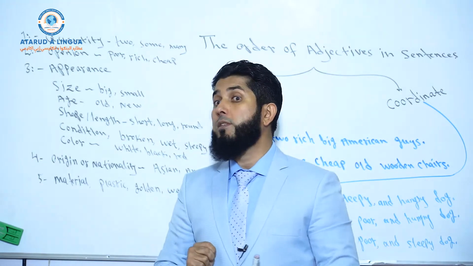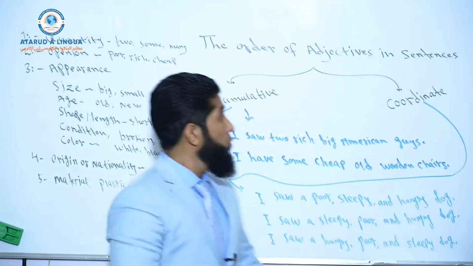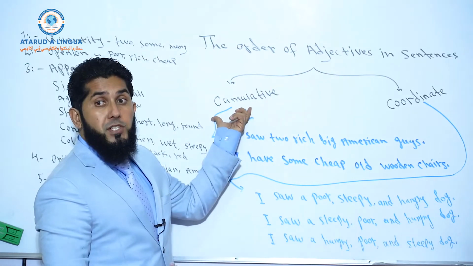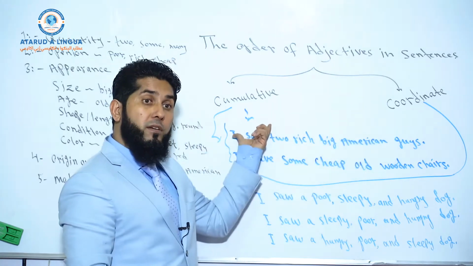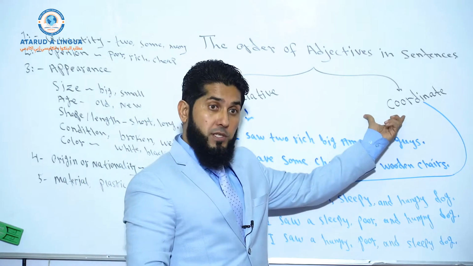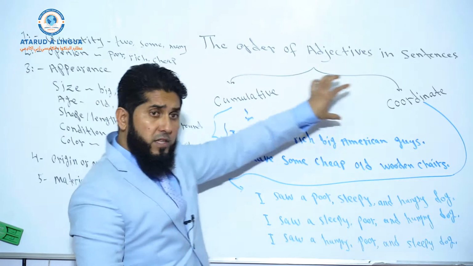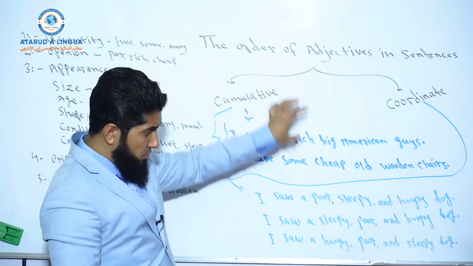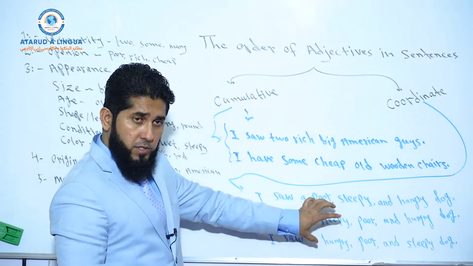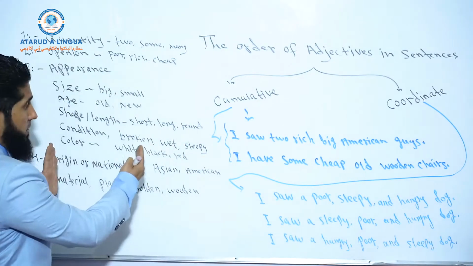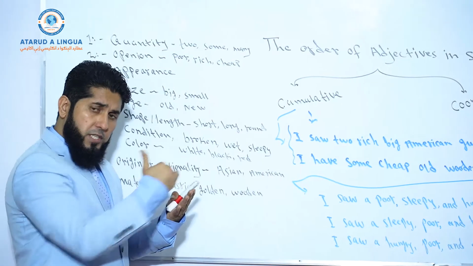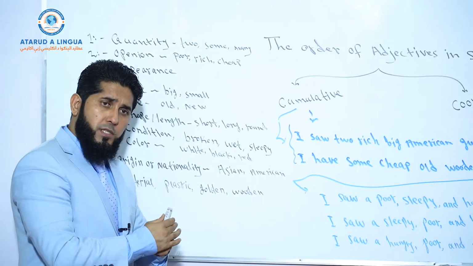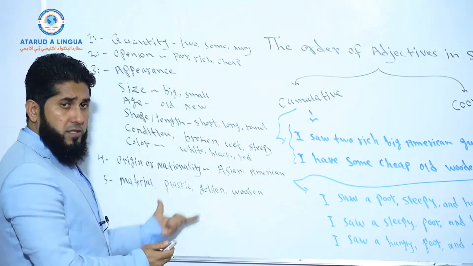How many types of adjectives? 2 types of adjectives. We have cumulative adjectives and we have coordinate adjectives. Cumulative and coordinate adjectives. But before I explain these 2 types of adjectives in the sentences, in these examples, I want to tell you this. In order to know how to use the list of adjectives correctly in your sentences, you must memorize this order.